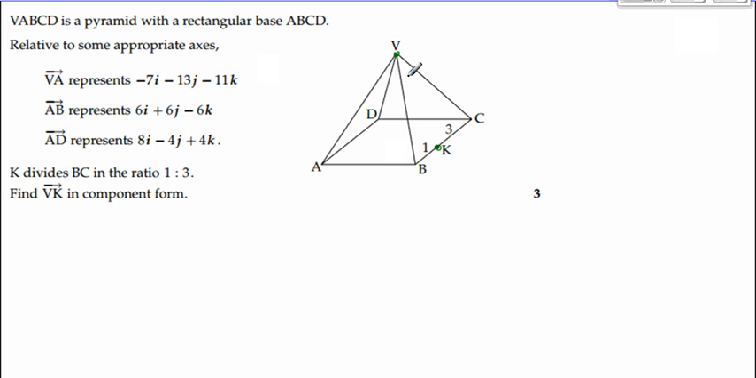Now, ideally, what we'd want is just the straight vector. If we knew that as a single vector, we'd just write it down. But we don't have that.